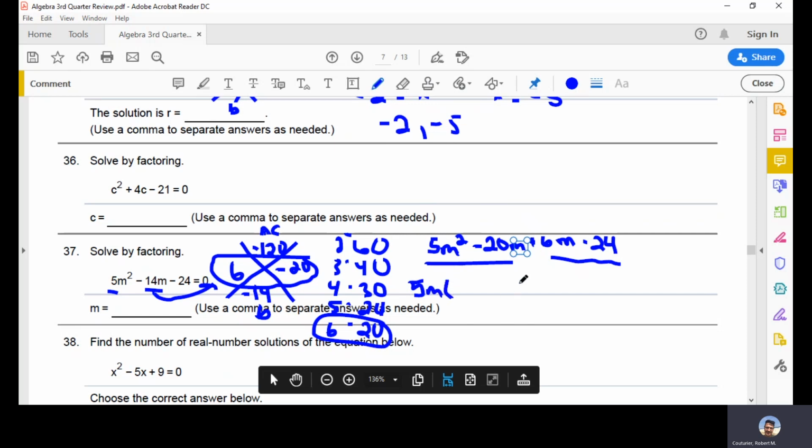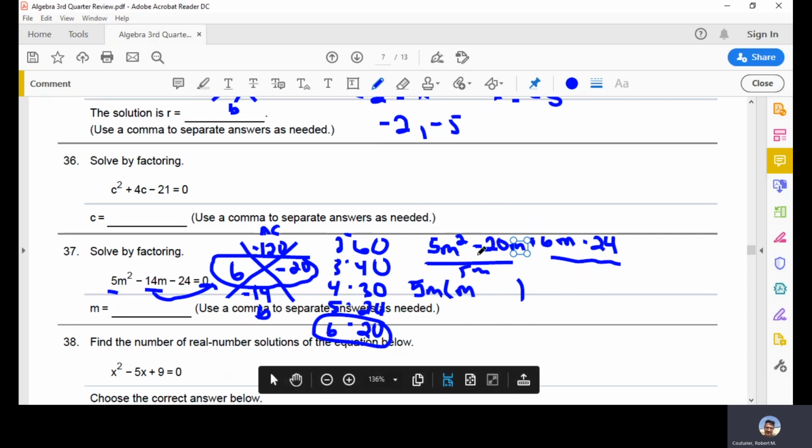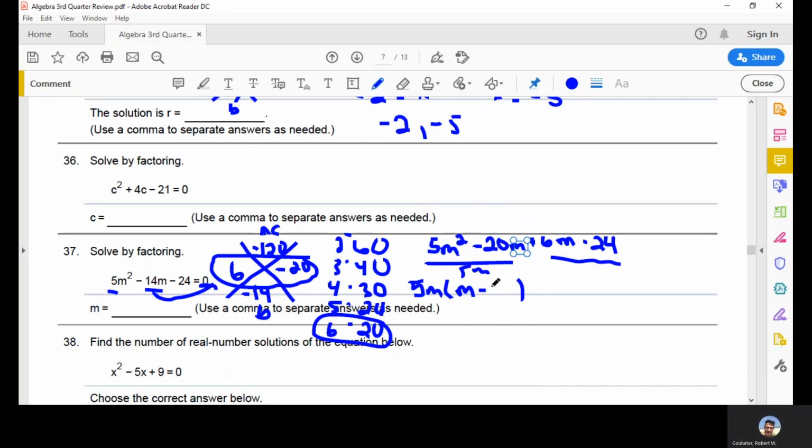We write our parentheses, and then we're dividing this whole thing by 5m. So 5 divided by 5 is 1. M to the second power divided by m is just an m. And then negative 20 divided by 5 is negative 4. M divided by m is 1. Do the same thing here. Does 6 go into 24 evenly? Yes, it does. So 6 can come out, and that is a positive 6.